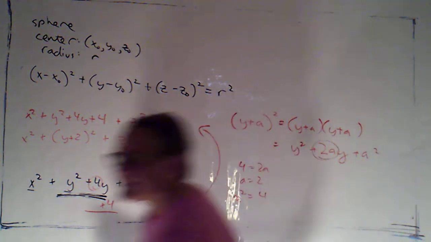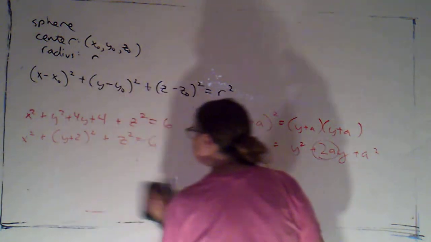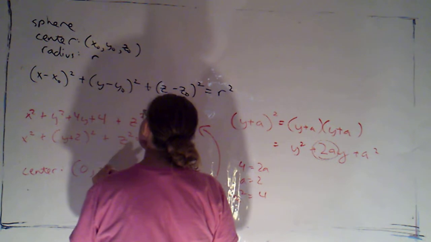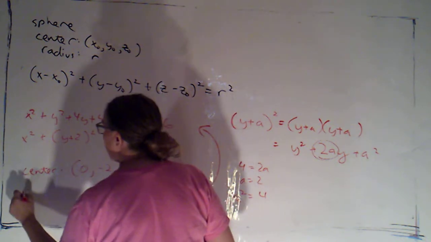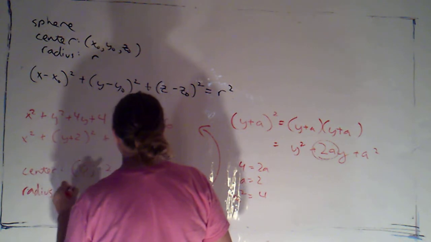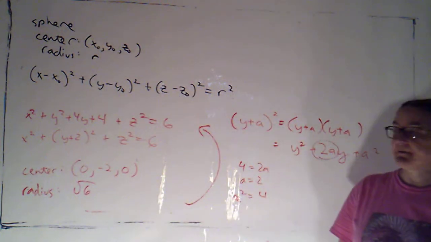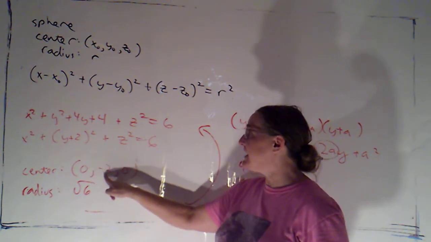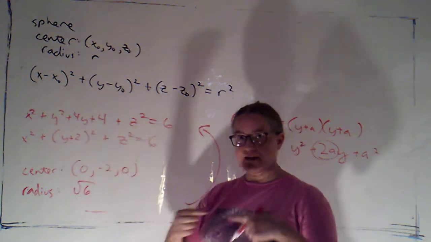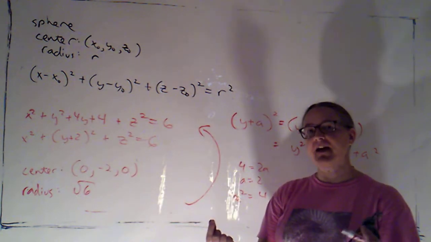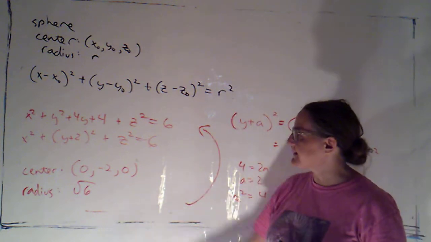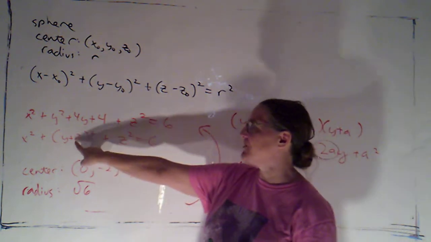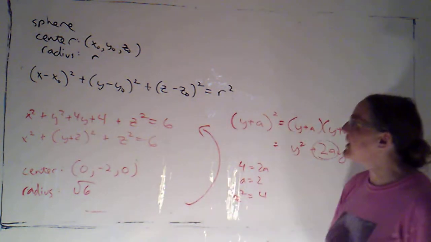So there we've put that into standard form, and I can see the center then is 0, negative 2, 0, and the radius is root 6. Do be careful, the center is not 0, 2, 0, it's 0, negative 2, 0, because what we're squaring here is the difference between the y values of a point on the sphere and a point at the center. So if y is the y value on the sphere, y minus a negative 2 would give me the y plus 2. Okay, excellent.